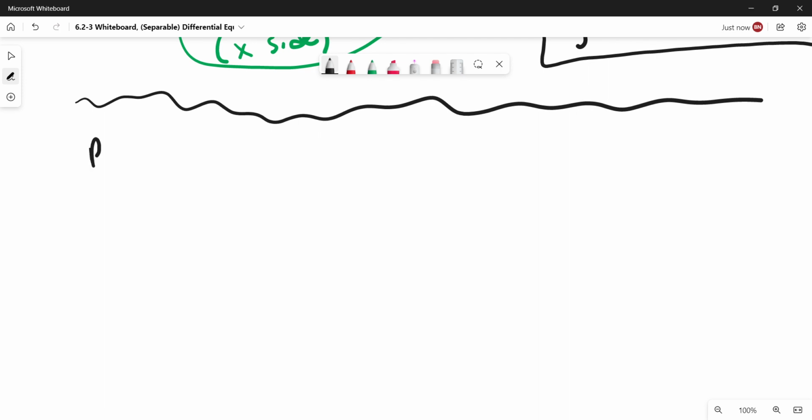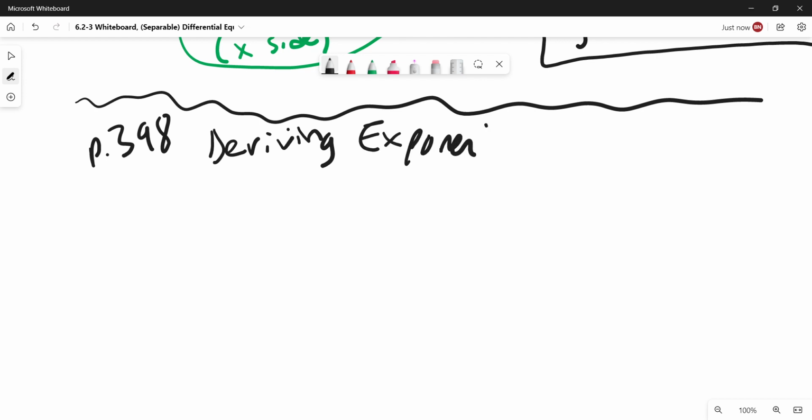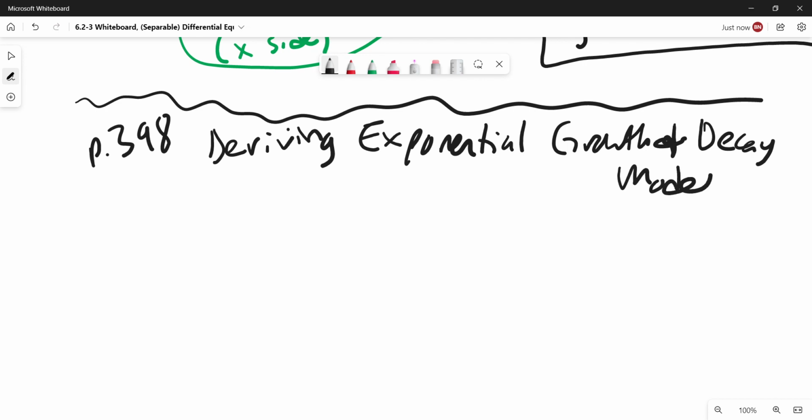So page 398. We're deriving a classic exponential growth and decay model. That's not a D, that's supposed to be an and sign. So you've all used it, but you probably haven't derived it yet because you didn't know calculus.